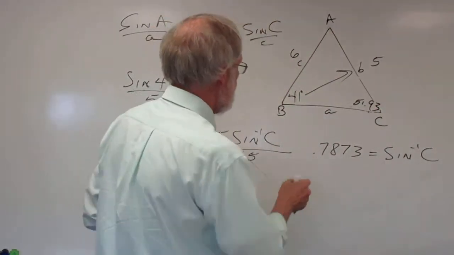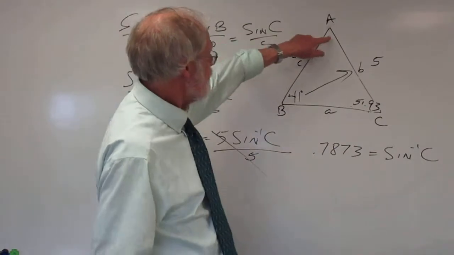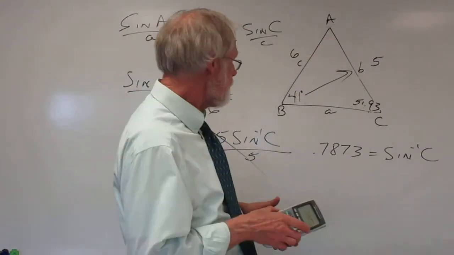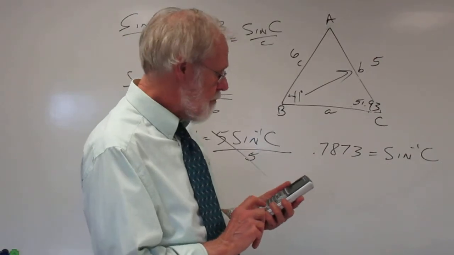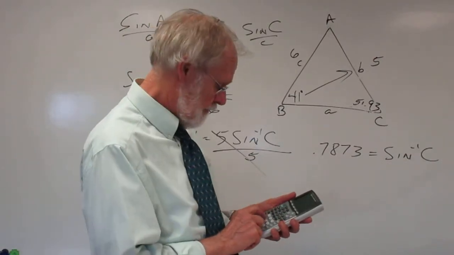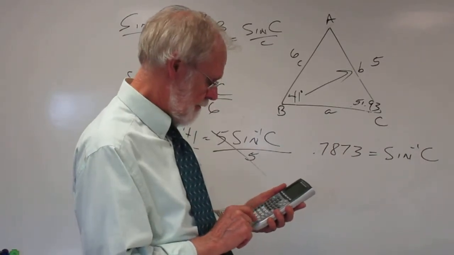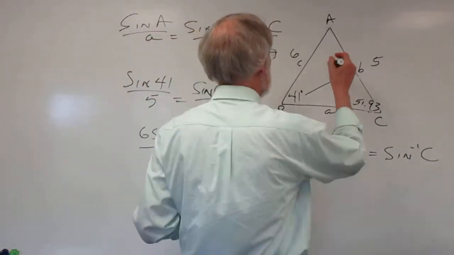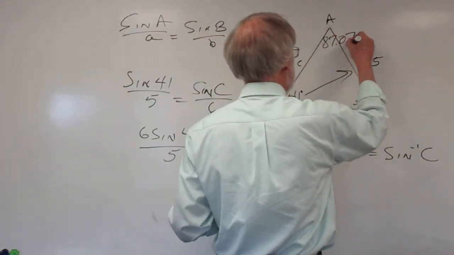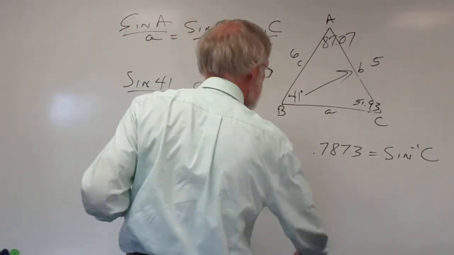51.93. All right, now, very easy to find angle A because we know the three angles have to add up to 180. So I do 180 minus 41 minus 51.93, and I get 87.07 up here, 87.07. Now we can solve for A, which we haven't yet done.